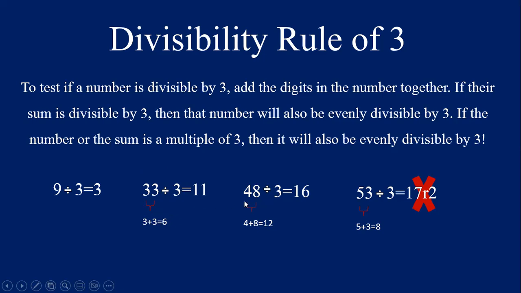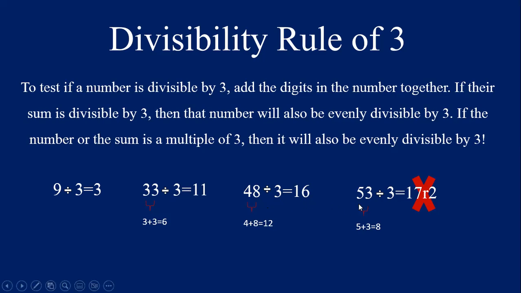No remainder. How about the number 48? Well, to test this one, we have to add the digits in the number 48 together. 4 plus 8 equals 12. Is 12 a multiple of the number 3? 3, 6, 9, 12. Yes, it is. So 48 will be evenly divisible by 3. And we get the answer of 16.